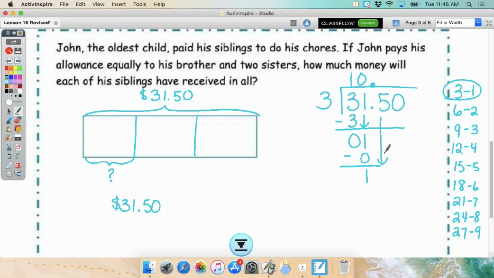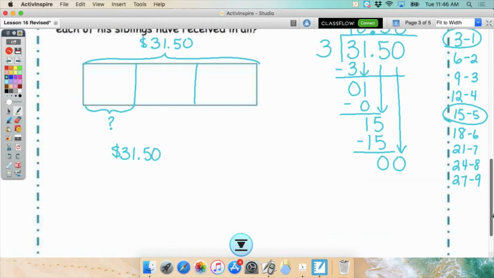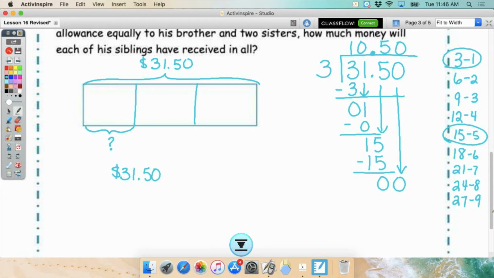Okay, so now, can I bring down my 5? Yes. Do I have a 15? Yeah. Where do I write the 5? Top of the 5. So now I've got a 0, and I need to bring down my 0. So what number, Isamar, do I write at the top when I can't divide? A 0. So my answer is what? How much did each kid receive? Another $10.50. You might be able to add this in your head.